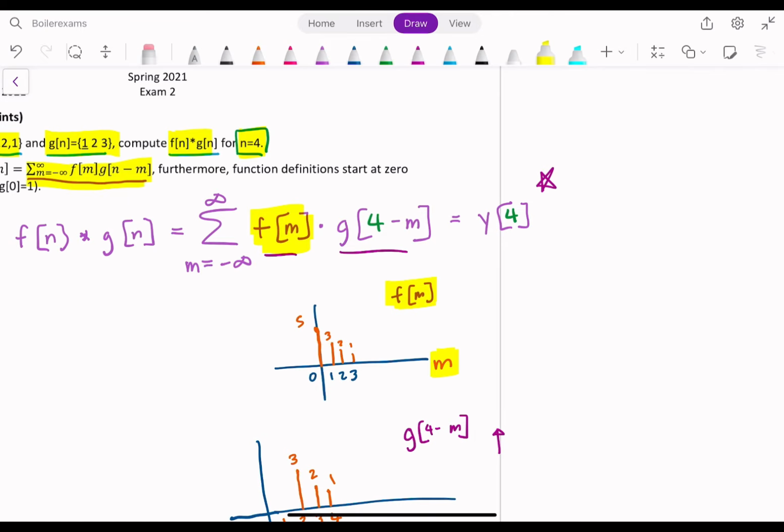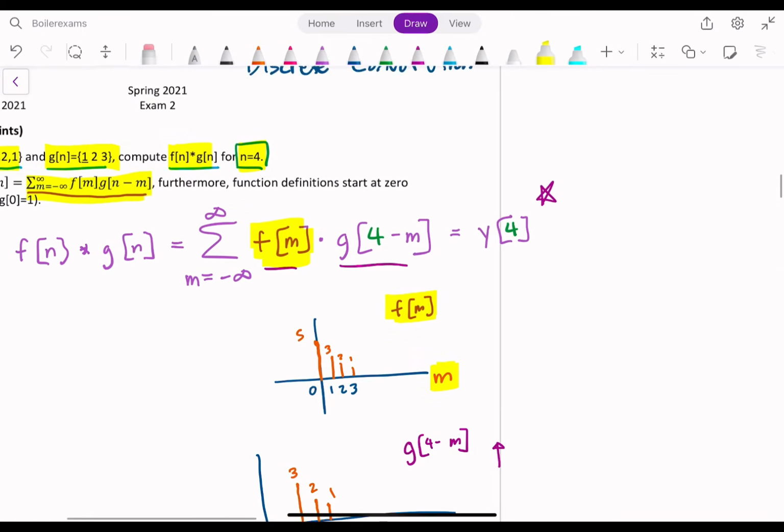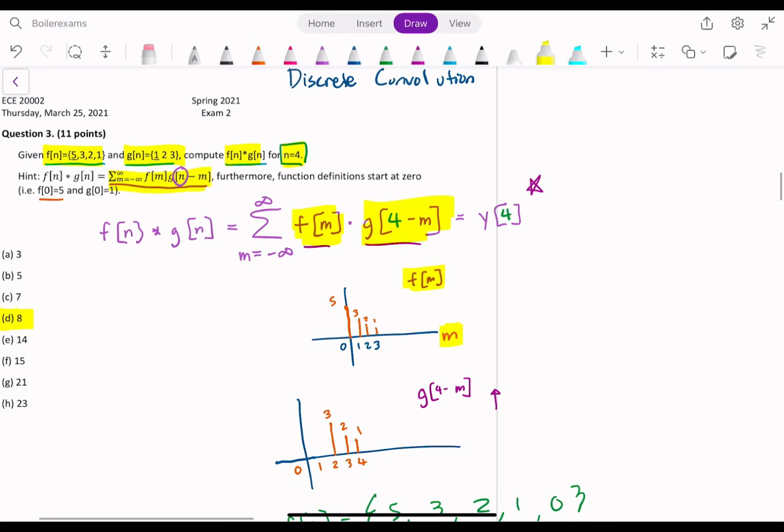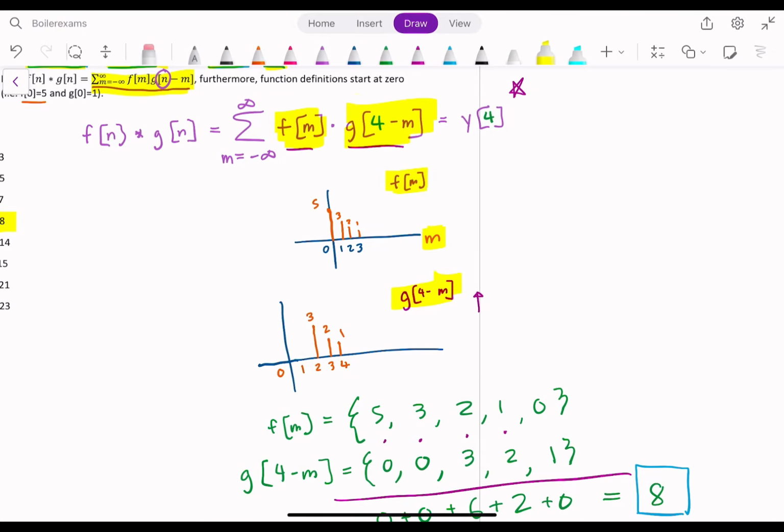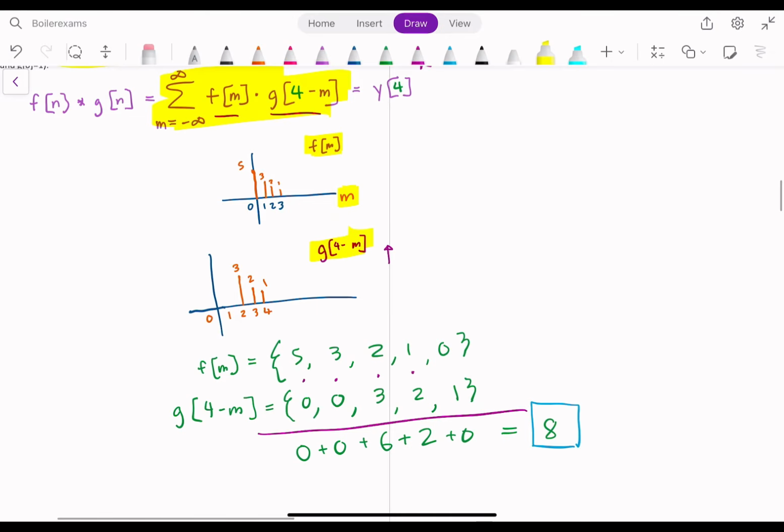And then we take g of n and we flip it on the m-axis, right? And then we introduce this n variable in order to shift that signal down the m-axis. In this case, we had an n value of 4, so we shifted it, g of 4 minus m, and that ultimately looked like this. Then all we did based on this summation is multiply the corresponding values together, and then sum all those multiplications in order to get 8. And that's all that we did, right?